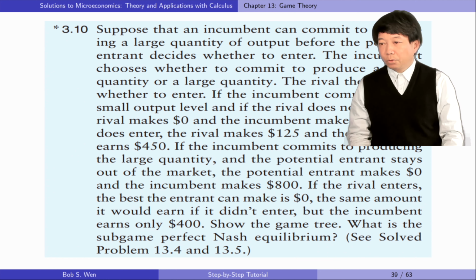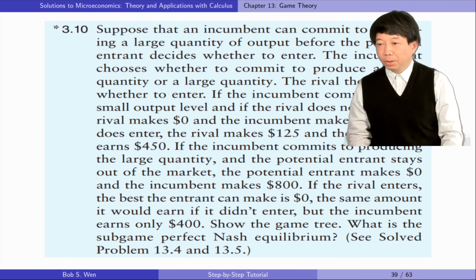Let's go to exercise 3.10. Suppose that an incumbent can commit to producing a large quantity of output before the potential entrant decides whether to enter. The incumbent chooses whether to commit to producing a small quantity or a large quantity. The rival then decides whether to enter.